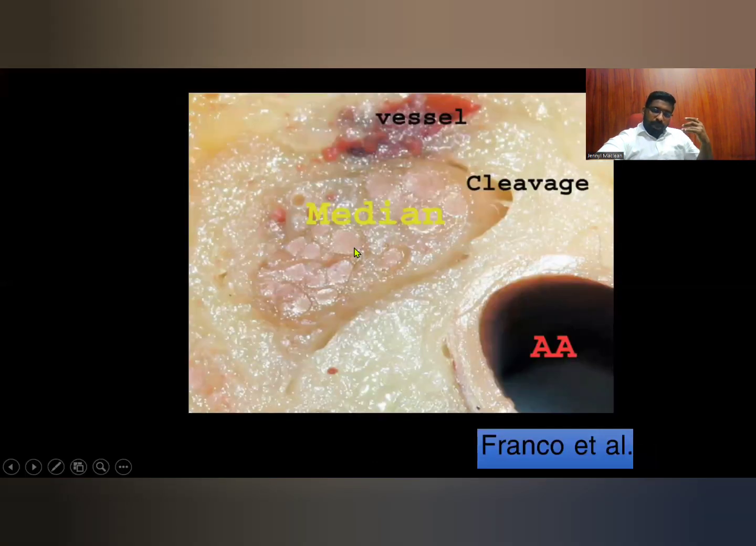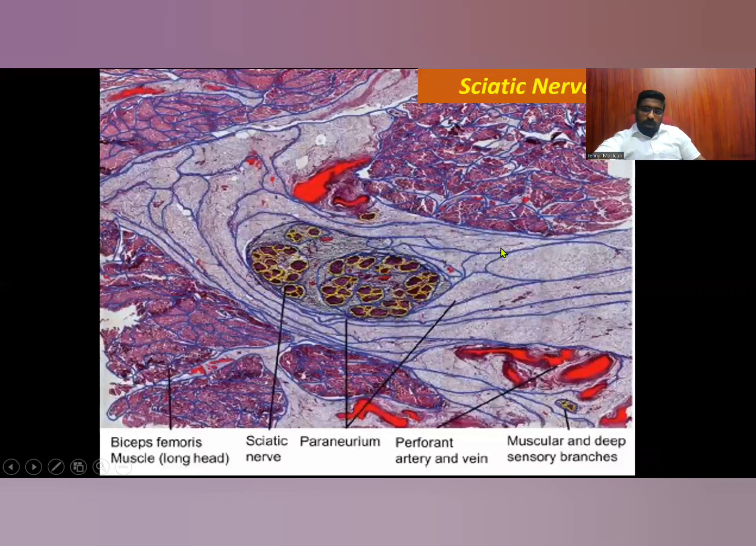This is a microtome cut section of a median nerve. You can see the fascicles, and then you can see the interfascicular level, and then you can see the yellowish structure, which is also a dense connective tissue around the median nerve. This we all know. This is a well-known figure, in which you can see the fibular component and the tibial component. You can see the paraneurium around the sciatic nerve.